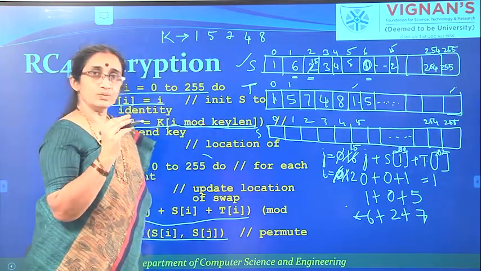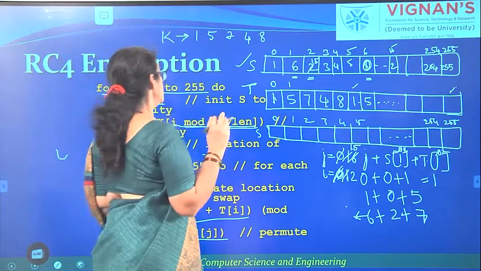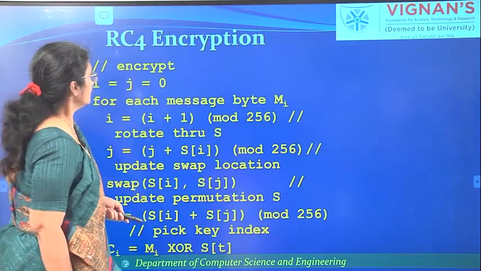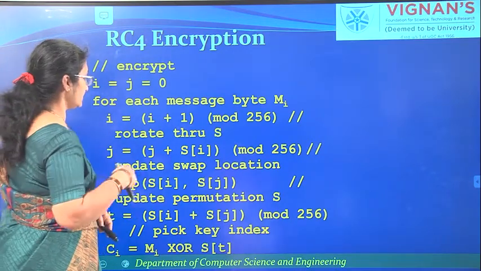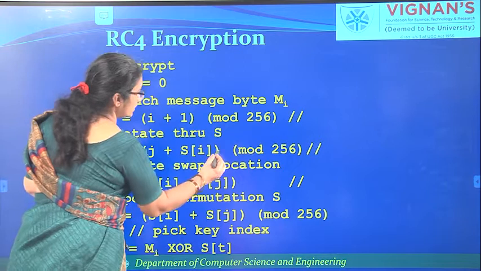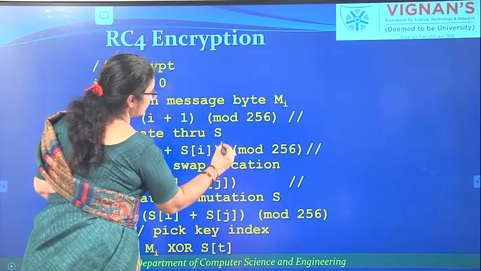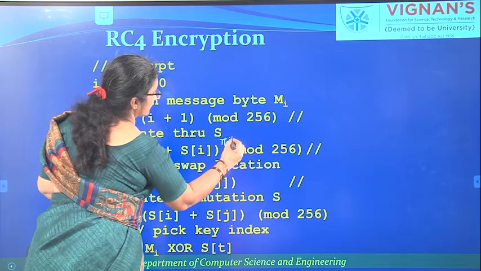And now the last step is key generation. In the key generation you perform the same step, but here we do not have the value of T of I.